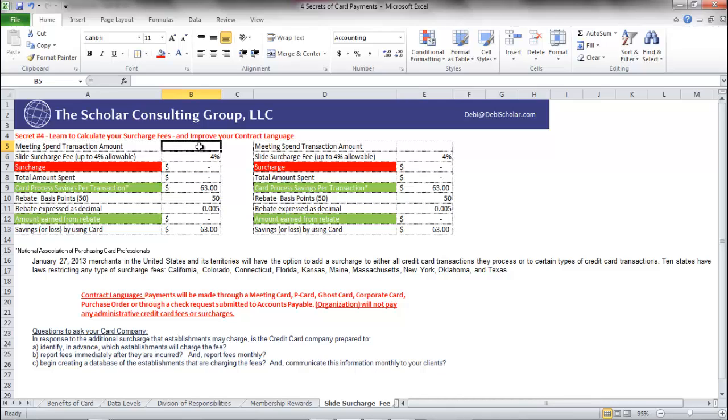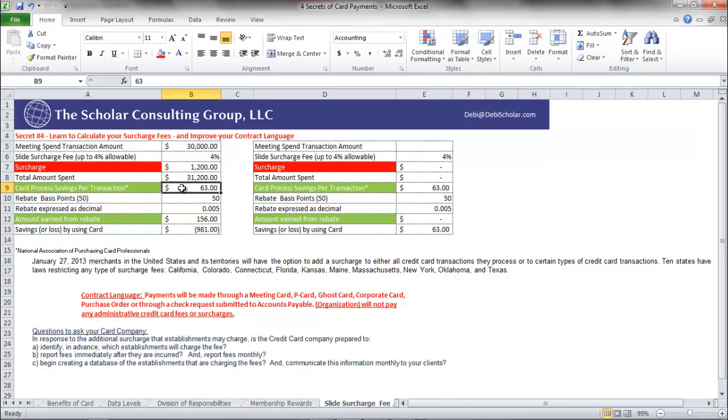Let's say our meeting spend transaction amount, and we're going to presume it's maybe with a hotel, is $30,000, right? That's very, very common. And the surcharge fee that a hotel could actually charge us is up to 4%. That means that the surcharge is $1,200, or the total amount that we will be spending is $31,200. Remember that there are some savings that we experience in using the card, one of them being the $63 transaction savings that we saw in the last example.